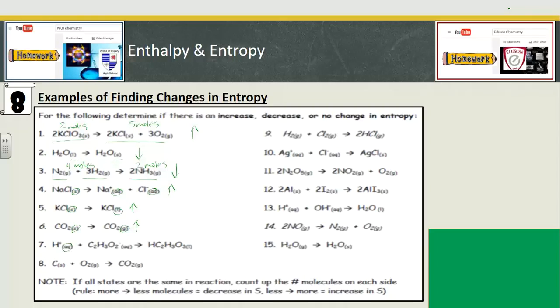These aqueous ions are reacting to become a liquid. Two things become one. That's a decrease in entropy. A solid and a gas make a gas. Two reactants, one product. That's a decrease in entropy. Two gases becoming another gas. This is 2 moles becoming 2 moles. This one is kind of even.